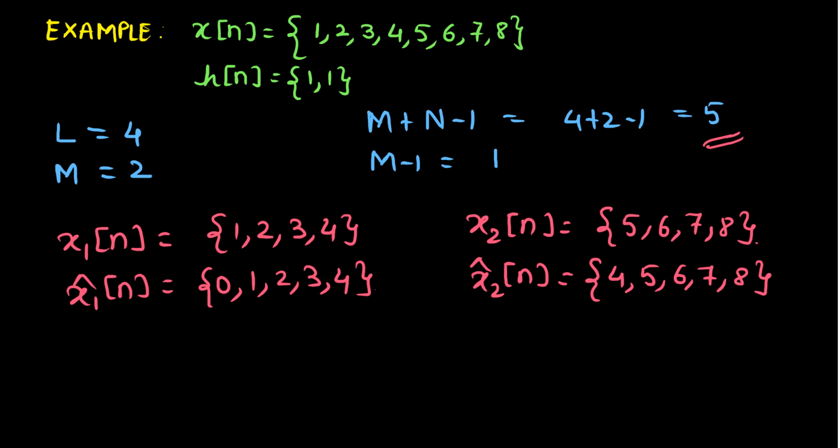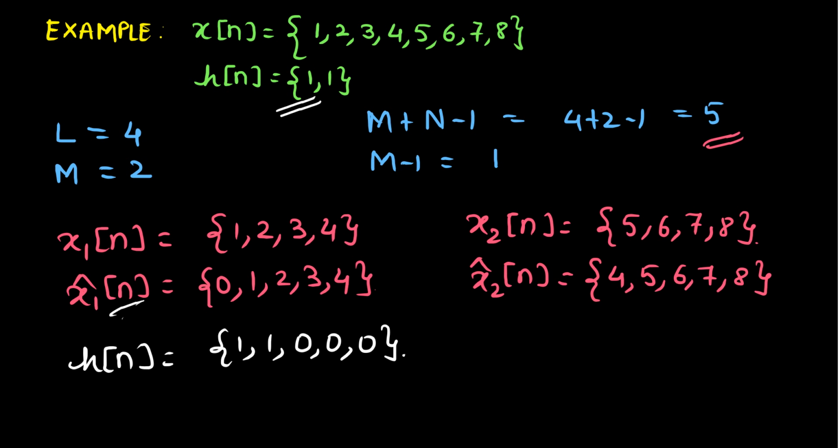Now we observe that before this one we don't have any kind of signal or any value of signal, so we are just going to consider m minus 1 number of zeros at the beginning of the first block. So these are the two things that we are having here. Moreover, we need to make this filter of length 5, so therefore this h of n can be given as 1 1 0 0 0. So now we have x1 hat of n, x2 hat of n and h of n.